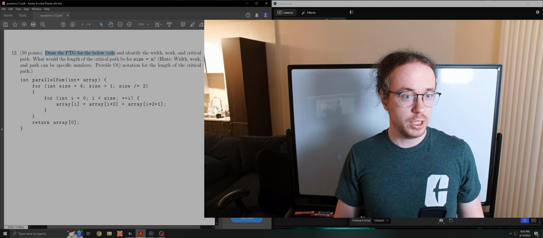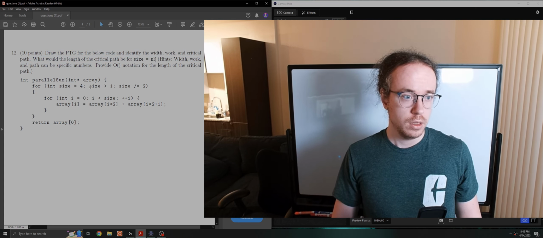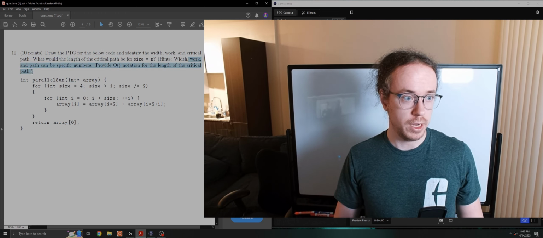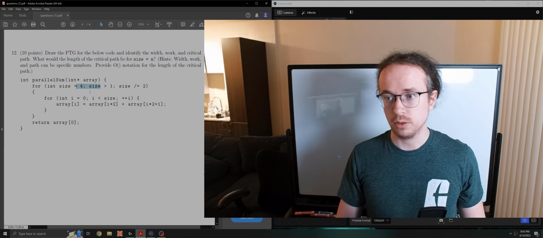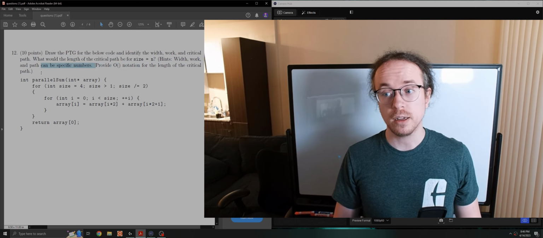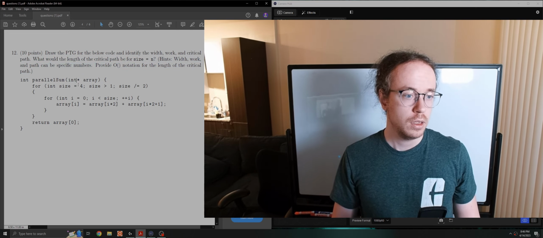So: draw the PTG and identify the work, width, and critical path. What would the length of the critical path be for size equals n? You'll notice size equals 4 here. So width, work, and path can be specific numbers because size equals 4. And I asked you to provide big O notation for the length of the critical path.